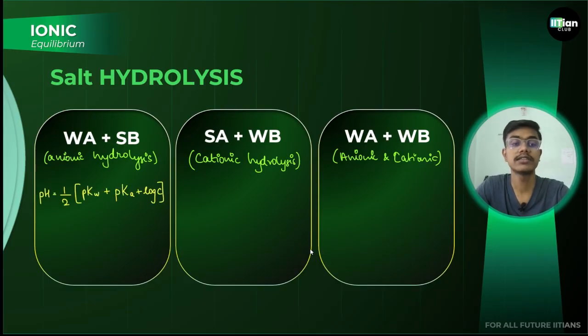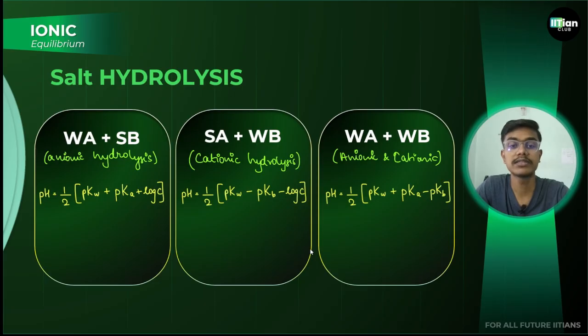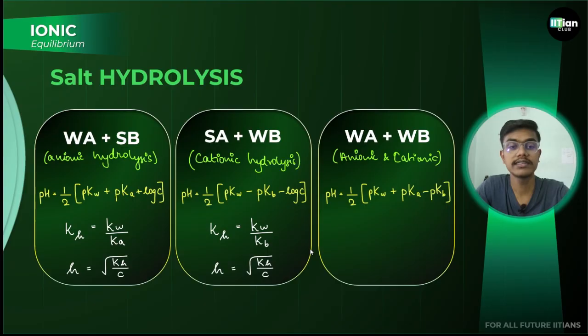pH in first case is half into pKw plus pKa plus log C. In the second case, pH is given by this relation, and in the third case, pH is equal to half into pKw plus pKa minus pKb. Now when you are writing the KH, it is equal to Kw by Ka in first case. In second case, Ka is replaced by Kb, as it is weak base. You can relate like that. And in third case, it is both Ka and Kb. KH is equal to Kw by Ka Kb.